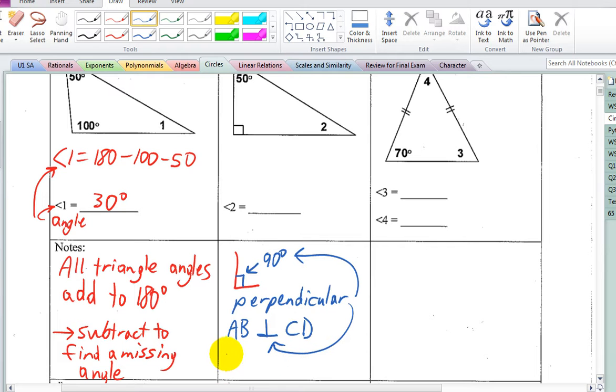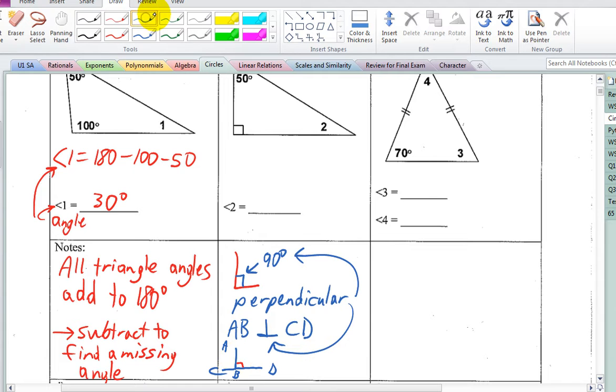I would then have a line AB being perpendicular to CD. Okay, and that's touching on some grade 10 ideas there, but we can use the word perpendicular so you know what it means. Okay, joins at 90 degrees.